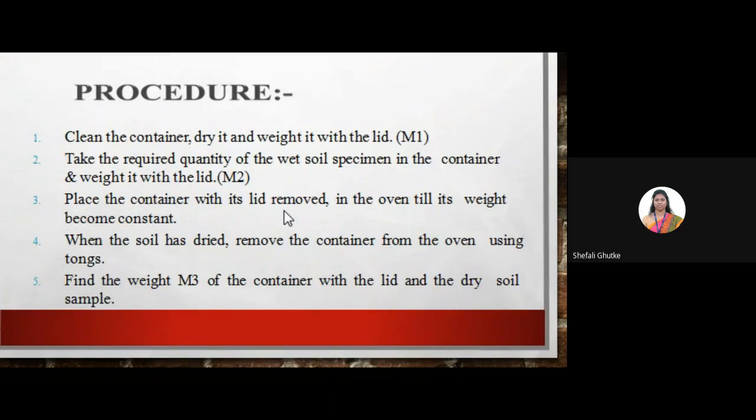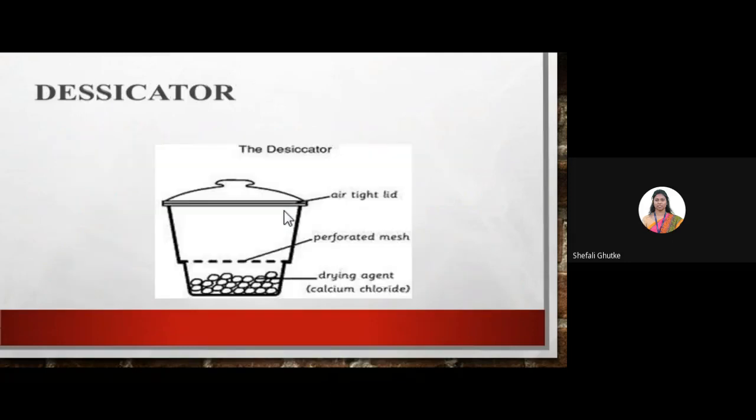After that, when the soil has dried, remove the container from the oven using tongs. Then find the weight, M3, of the container with the lid and the dry soil sample. Removing the soil from the oven, we place it into the desiccator so that it cools down and becomes stable.